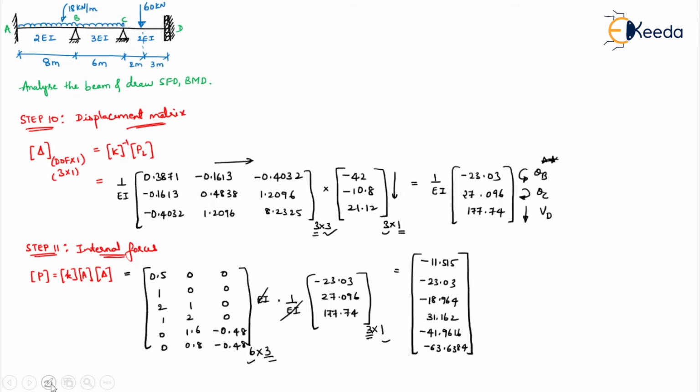Now there is step 12. Step 12 is to find your final forces. So if you want PF, what you have to do? Internal forces minus your PE. If you do, you will get your final forces. So this is your P. Instead of writing again, I'll do minus PE. So what are your PE values?